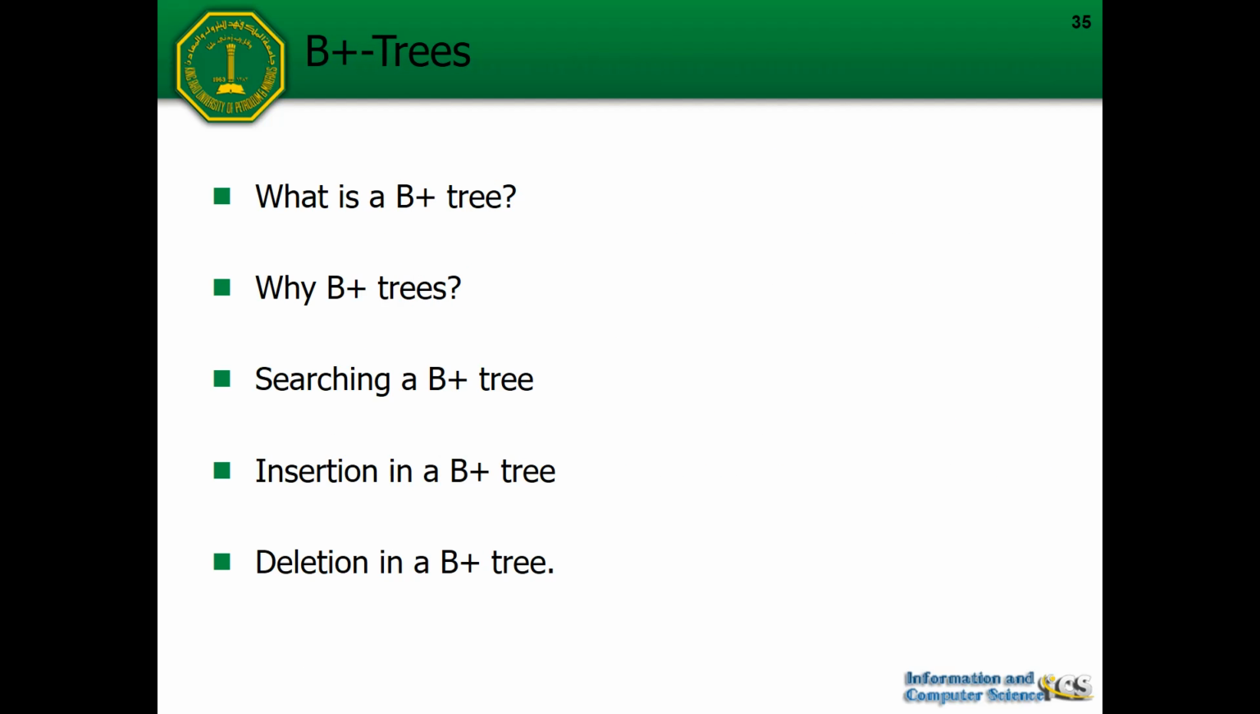We continue with our next topic, which is B+ trees. In the last meeting, we finished the discussion about B-trees. So now we continue with B+ trees. The topics that we are going to discuss are similar to those for B-trees.